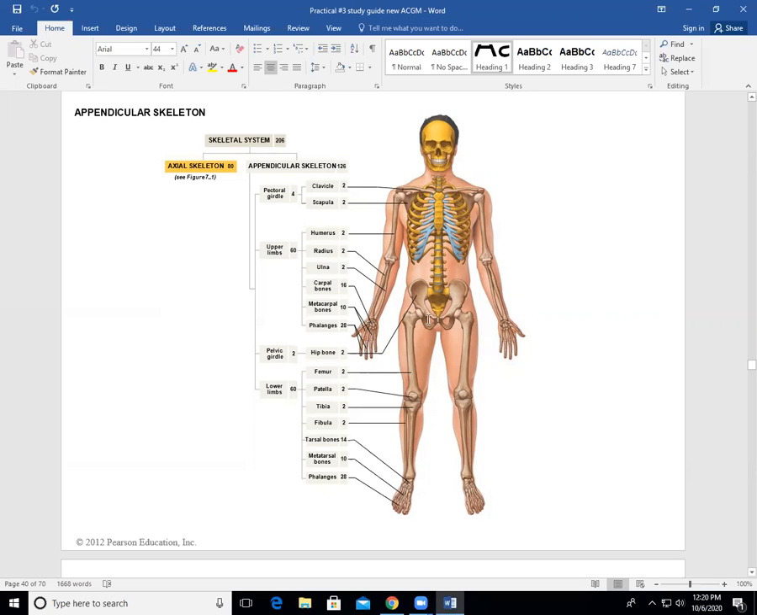In your pelvic girdle, you have 2 hip bones. In your lower limbs, you have your femur, patella, tibia, which is the larger bone, fibula is the smaller bone, the tarsal bones in the ankle, metatarsal bones in the foot, and the phalanges in the toes. Okay. So that's basically an overview of the appendicular skeleton.